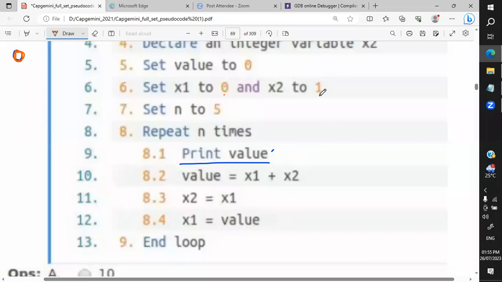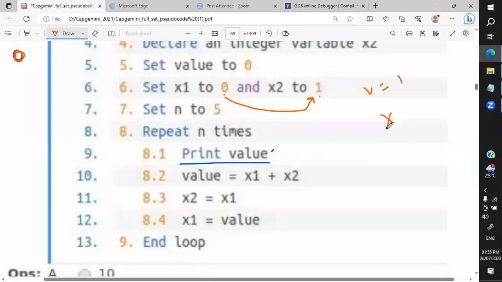x1 is 0, x2 is 1. 0 plus 1 is what? 1. So value will become 1. Okay. Then x2 is equal to x1. Whatever value is in x1 is copied into x2. That means x2 will become 0.